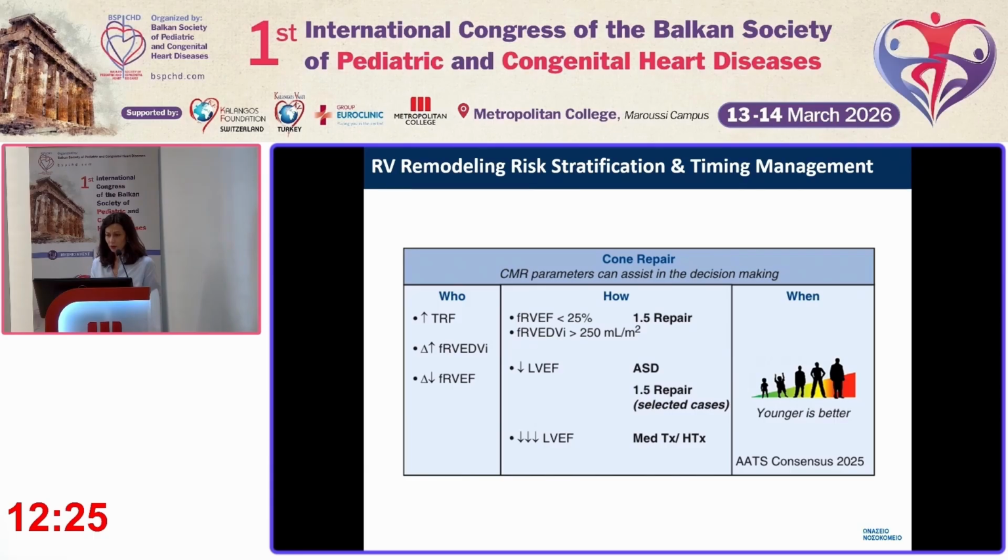Less than a year ago, the American Thoracic Society agreed that the decline in CMR-derived right ventricular ejection fraction is an independent predictor of major adverse cardiovascular events in unoperated patients. And when you start to see that decline, you may need to consider 1.5 ventricle repair or even transplant when the left ventricular ejection fraction is affected.